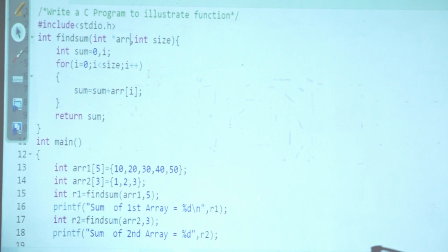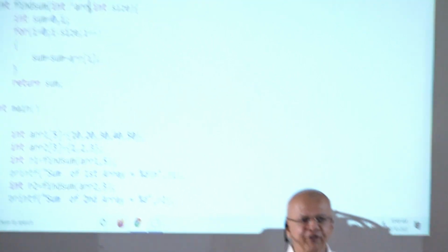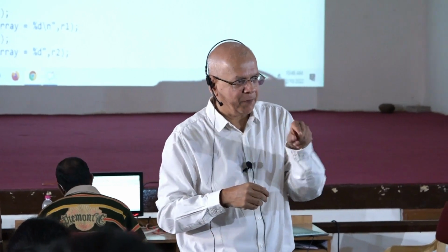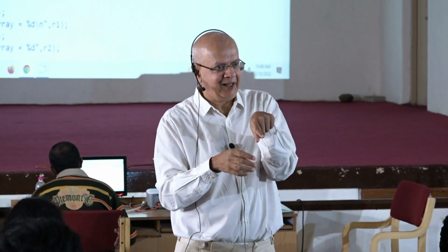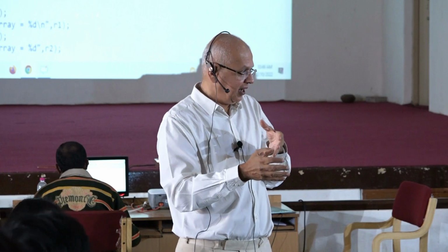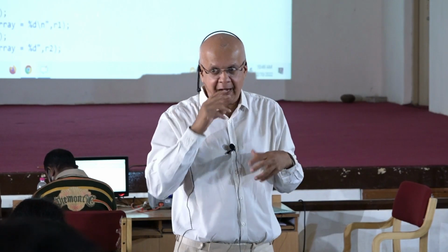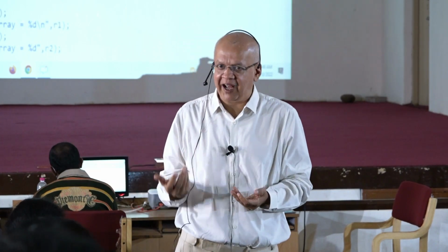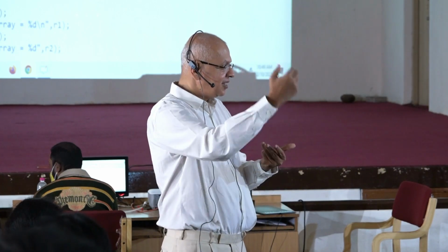Everything else will remain the same. In place of sum is equal to sum plus arr[i], I can still say that. But what is a better way of saying it? Star of arr plus i, correct? I want to go to the ith element via the pointer. Arr points to the first element. Arr plus i will point to the ith element. But I don't want the pointer. I want the value at that pointer. I don't want to add pointers. I want the value sitting at that pointer. And how do I get the value? I dereference the pointer. So I say star of that.